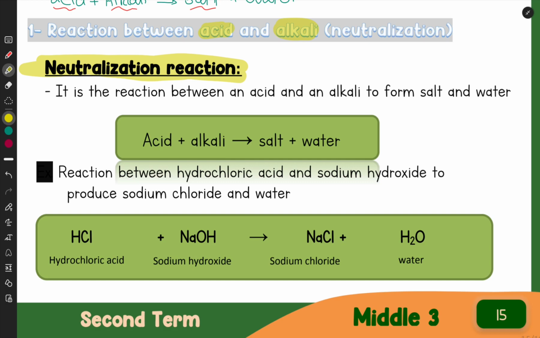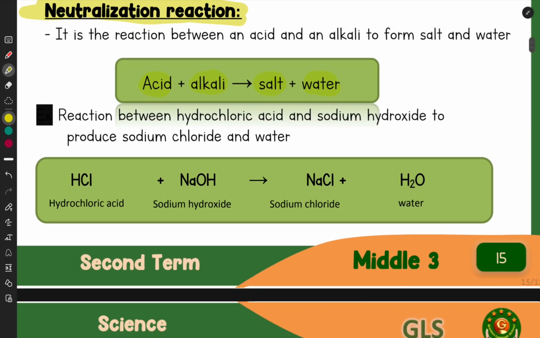As we said also, if we add acid to an alkali, it will produce salt plus water. For example, if we have an acid like HCl, hydrochloric acid, hydro from hydrogen, chloric from chlorine, and we add sodium hydroxide to it, NaOH. How do we know that this is an acid? Because it starts with H. How do we know that sodium hydroxide is a base? Because it ends with OH.